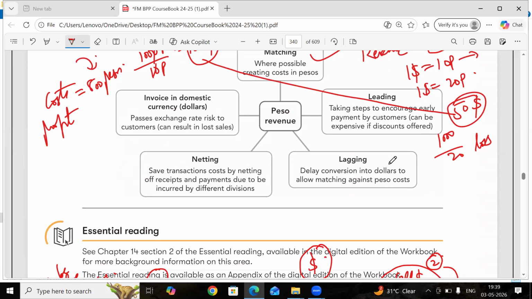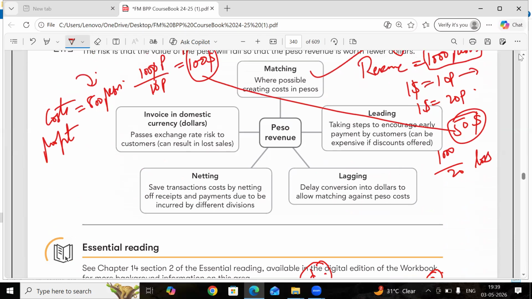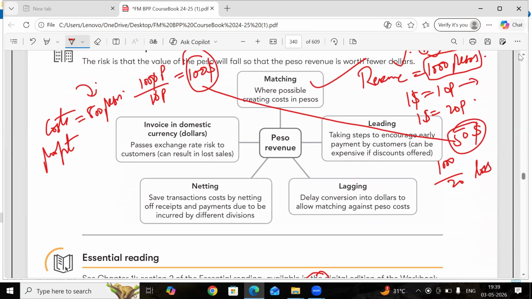So what will we do? See, we know if revenue falls, cost also falls and the impact cancels. See how? Cost 800 pesos. We are applying matching.